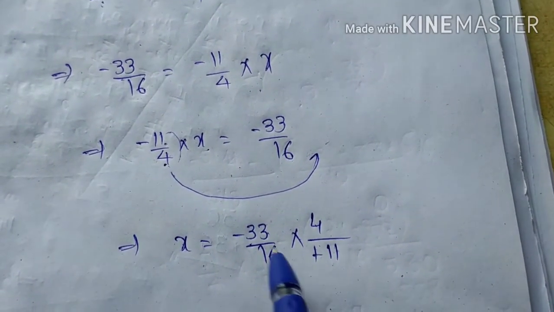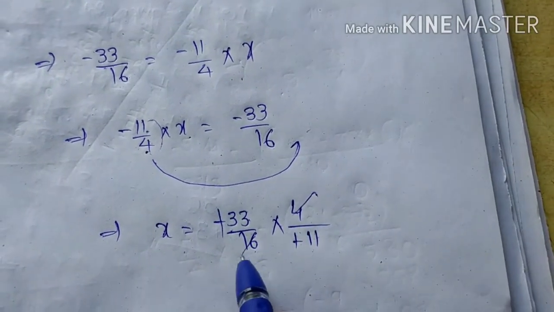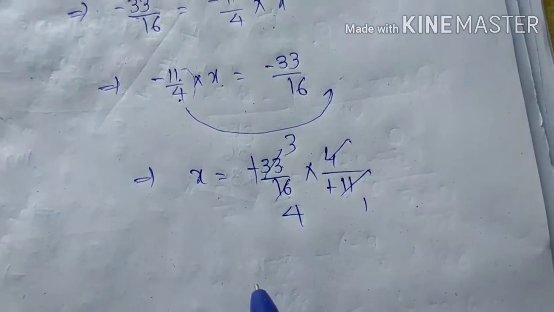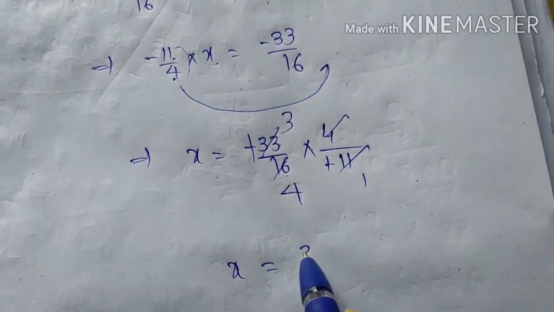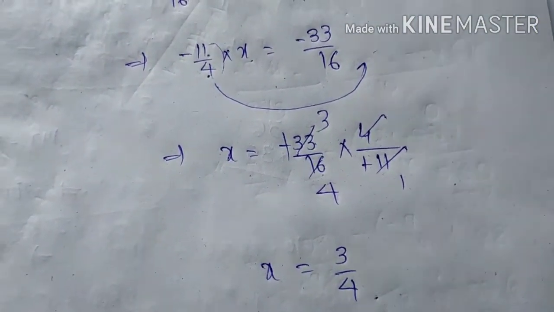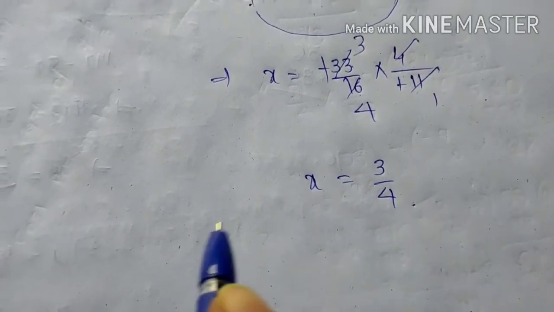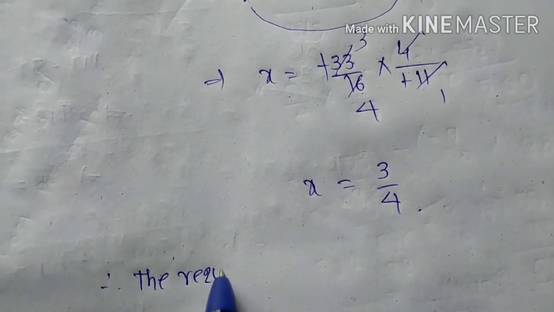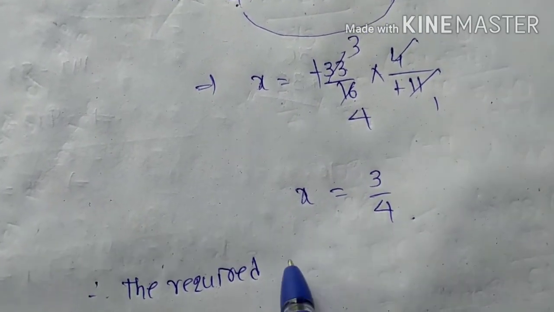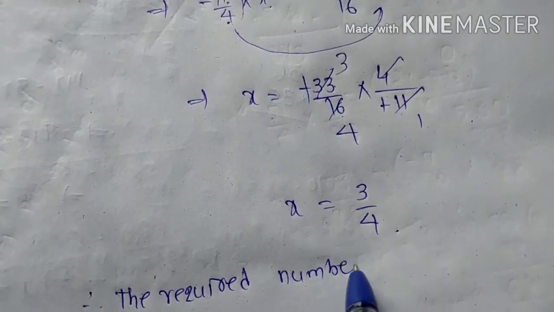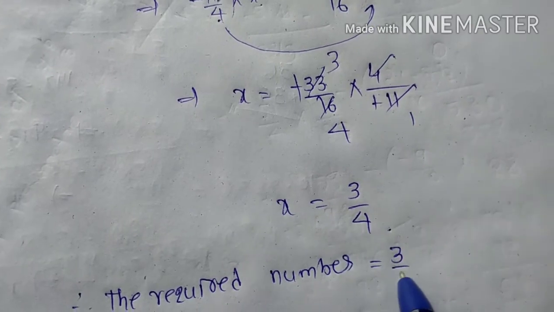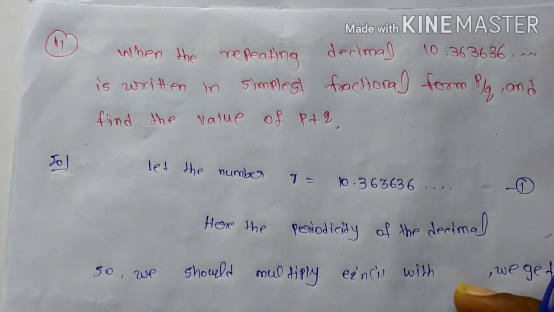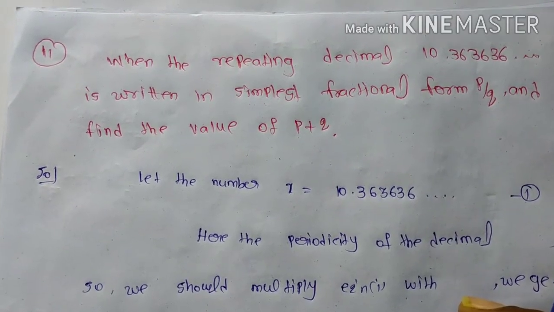See here, minus minus will be cancelled. 4 1s are 4, 4 4s cancel, 11 1s are 11, 11 3s also cancel. That means you are getting how much? x is equal to 3 by 4. That means the required number will be equal to how much? 3 by 4. You can write here, the required number is equal to 3 by 4. This is your answer.